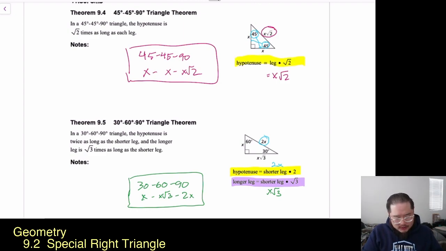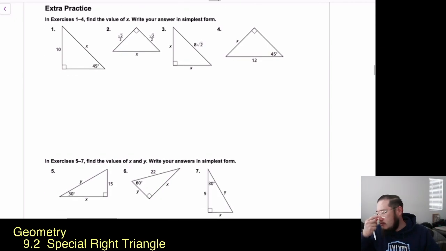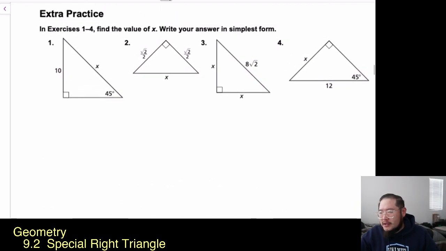All right, so let's try to put all of this into practice and take a look at number 1. It says find the value of x. First off, let's figure out what type of triangle we have. I see 90. I've got right here 45. Well, that means that this missing angle has to be 45 degrees as well. So we've got a 45, 45, 90 right triangle. And in that instance, remember, opposite of 45 is x, and opposite of 90 is x rad 2.